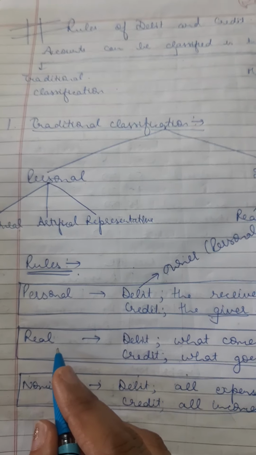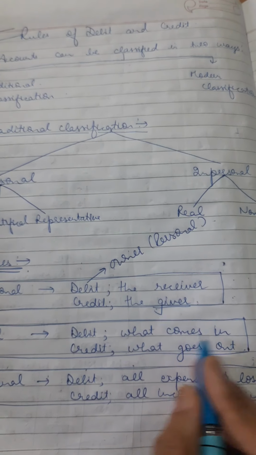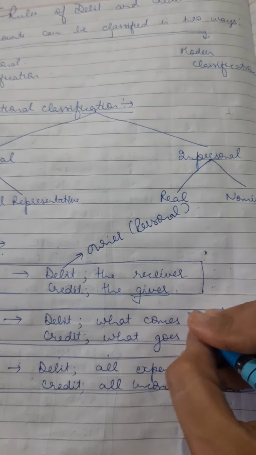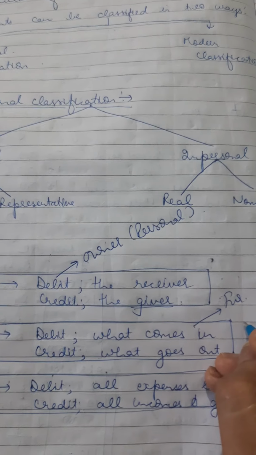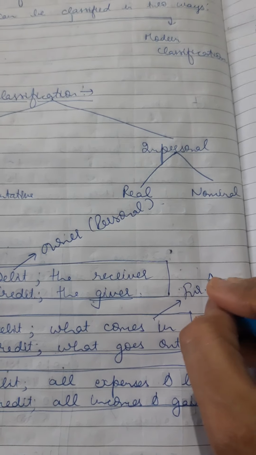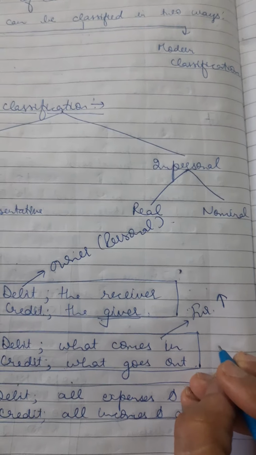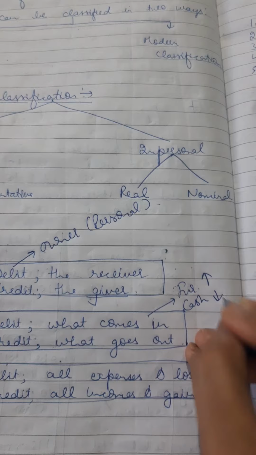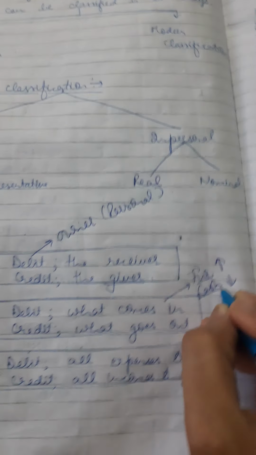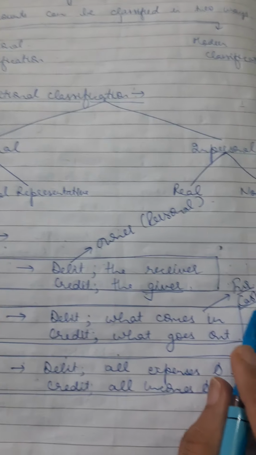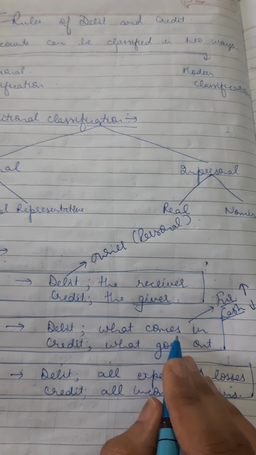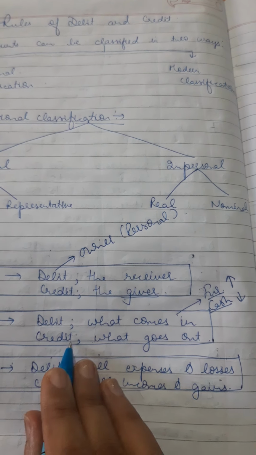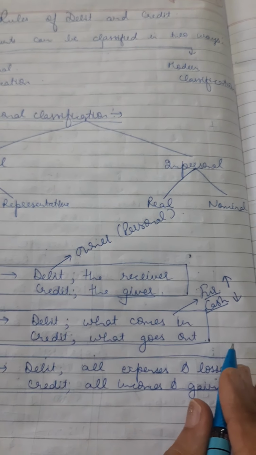Next, for real, the rule says debit what comes in, credit what goes out. For example, a business has purchased furniture for cash. So, we have purchased furniture, it is increasing, it is coming into our business in return of cash. So, cash is going out of our business. These both are assets, means real account. So, for these assets, furniture will be debited as it is coming into our business, and cash will be credited as it is going out of our business.